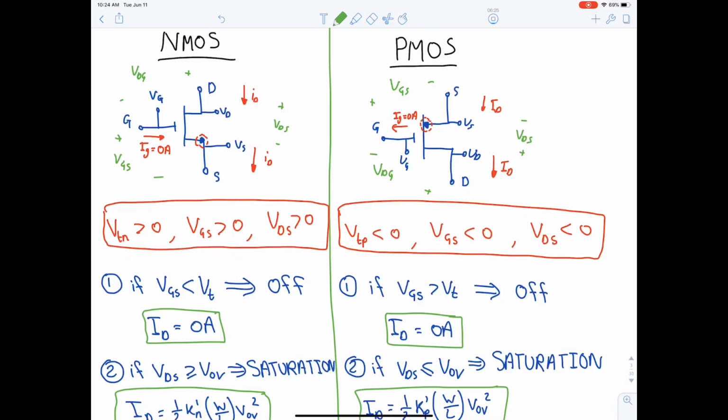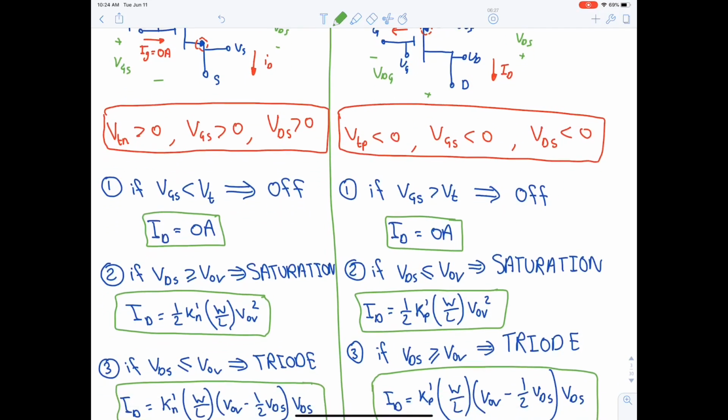Now, we have three modes: off, saturation, and triode. How do you differentiate between them? Through the conditions.